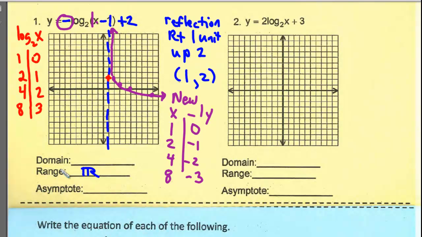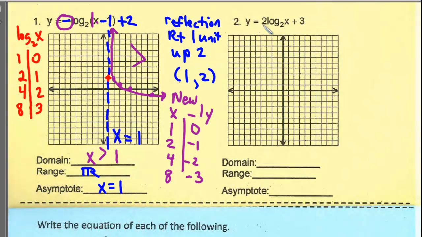To figure out the domain, we know that the graph is to the right of our asymptote. So this is going to be greater than, and our asymptote is at x equals 1. So our domain will be x is greater than 1. The asymptote is x equals 1. Let's graph the next problem.